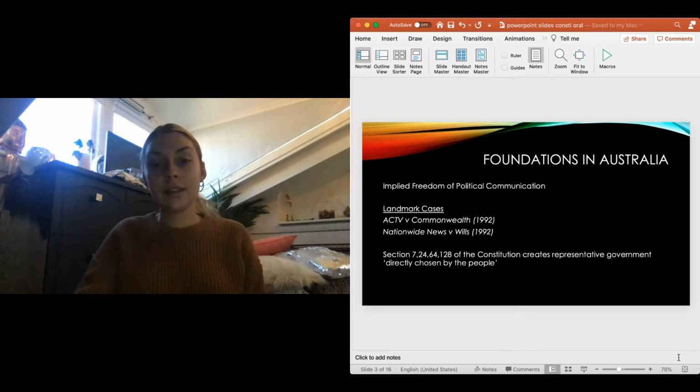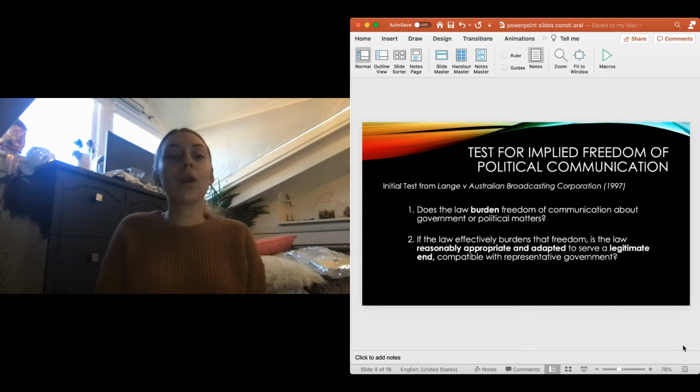The initial test to determine the validity of a law was developed in Lange and Australian Broadcasting Corporation, which specified: 1. Does the law burden freedom of communication about government or political matters? 2. If the law effectively burdens that freedom, is the law reasonably appropriate and adapted to serve a legitimate end compatible with representative government? However, this was recently modified in 2015 in McCloy and New South Wales, which adopted a more structured approach.